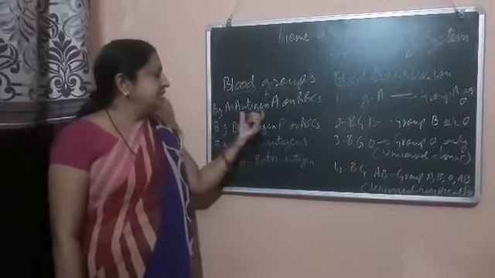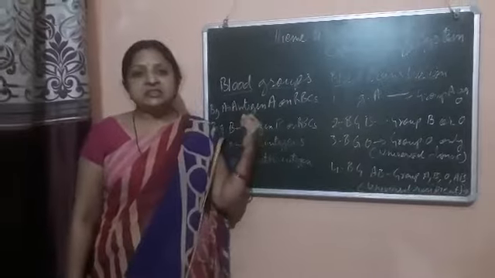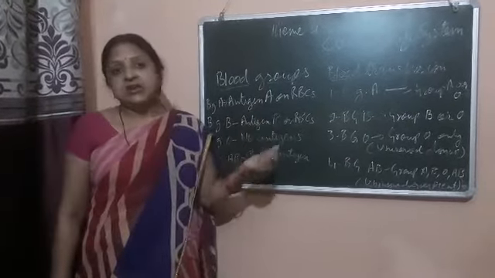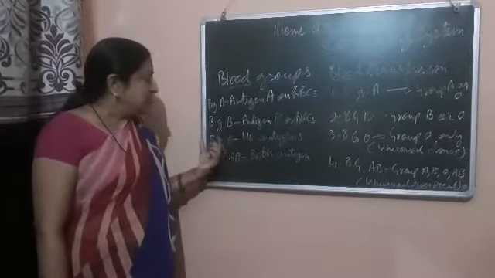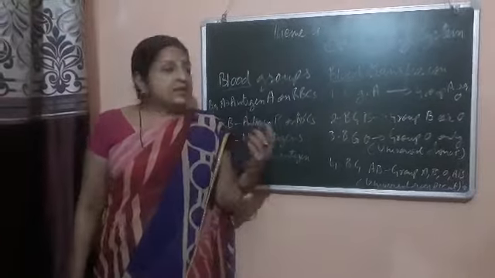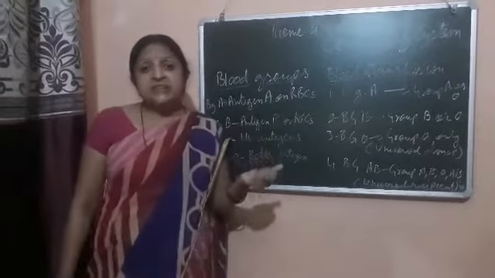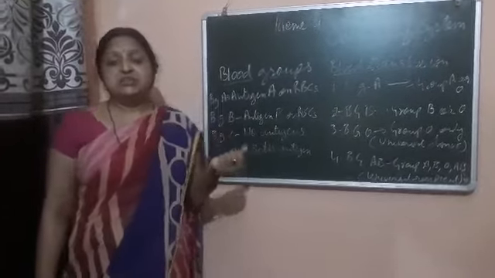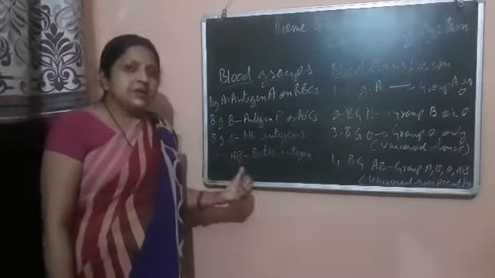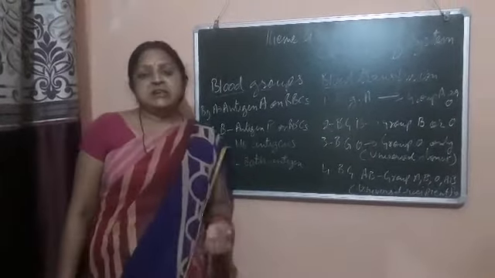In blood group A, antigen A is present on the red blood cells, while in blood group B, antigen B is present on the red blood cells. In blood group O, no antigens are present, neither antigen A nor antigen B. In blood group AB, both antigens, antigen A and antigen B, are present.